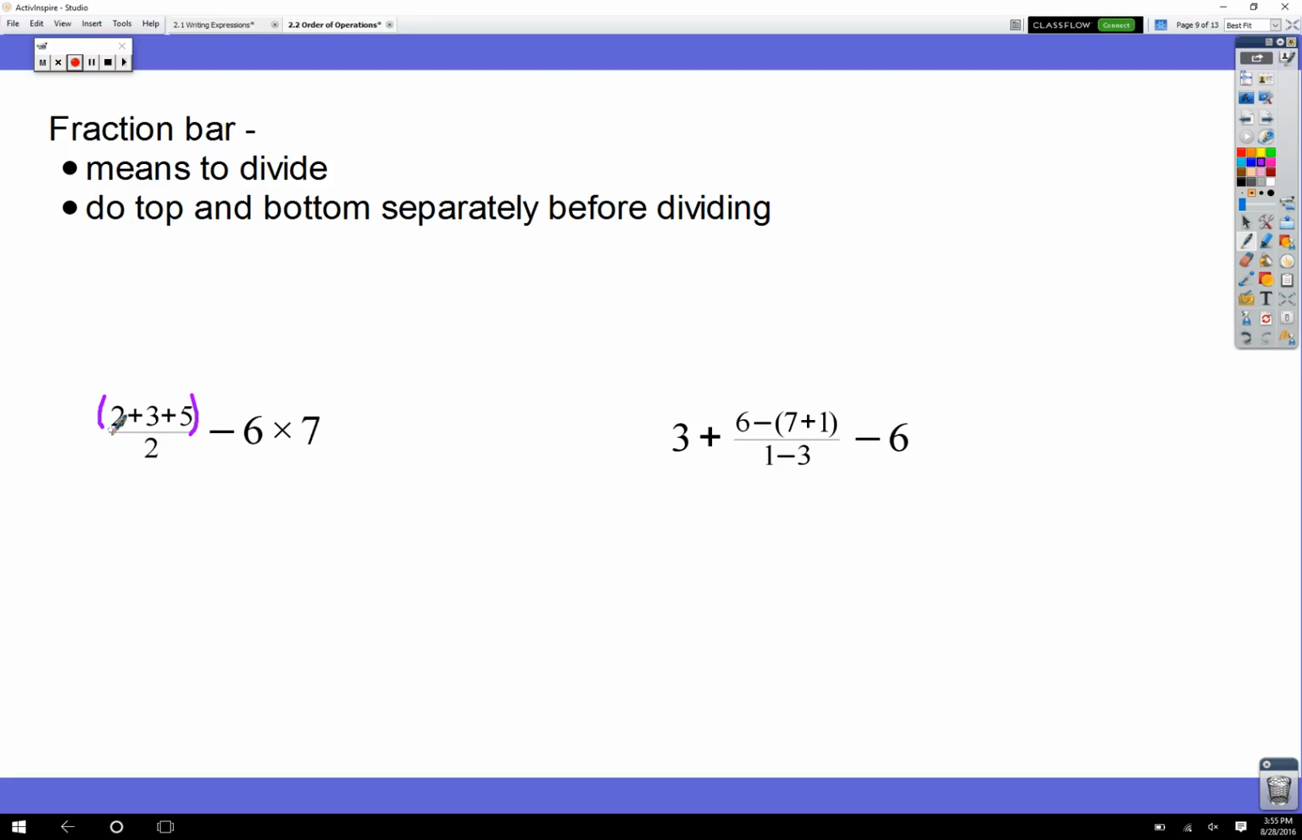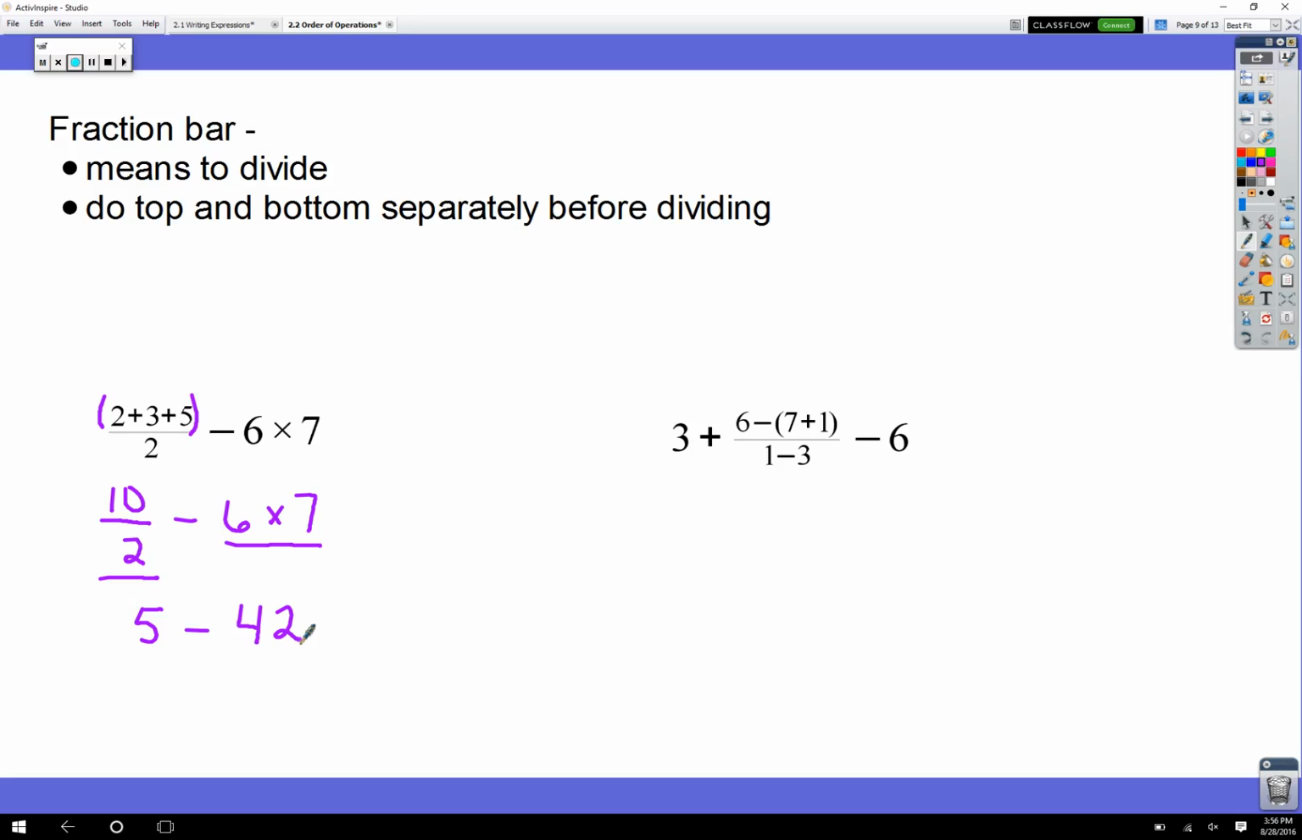So the first thing I'm going to do is 2 plus 3 is 5, plus 5 is 10. So in my next step I have 10 divided by 2 minus 6 times 7. Now I'm going to do multiplication and division from left to right. So I'm going to go ahead and do this 10 divided by 2, and I'm also going to do 6 times 7 in the same step. So 10 divided by 2 is 5. 6 times 7 is 42.